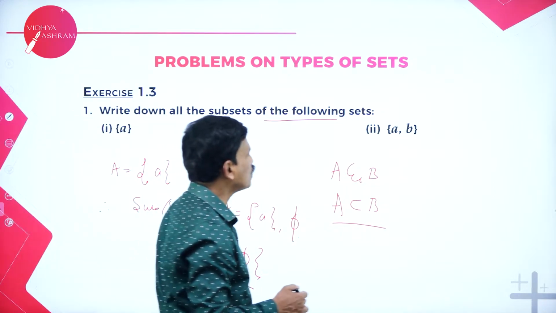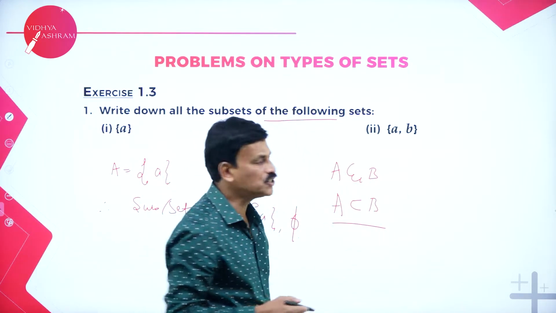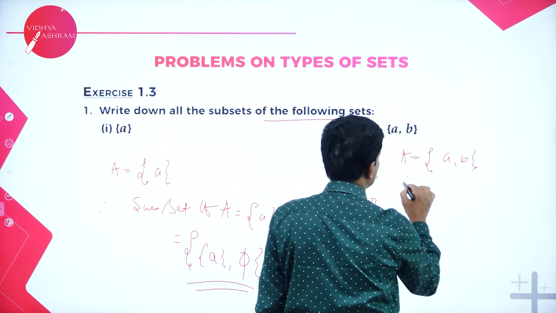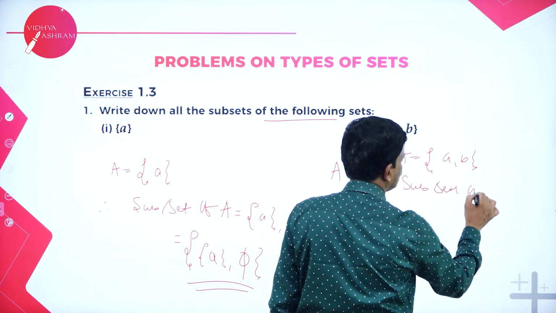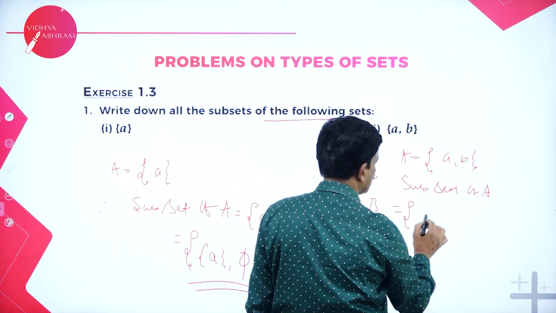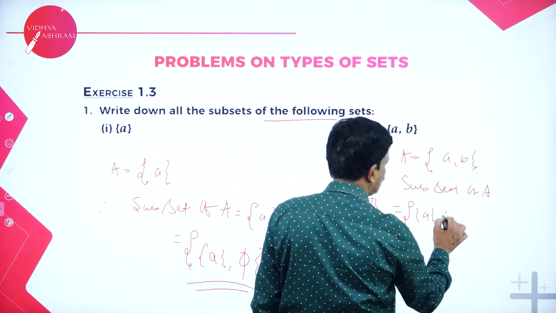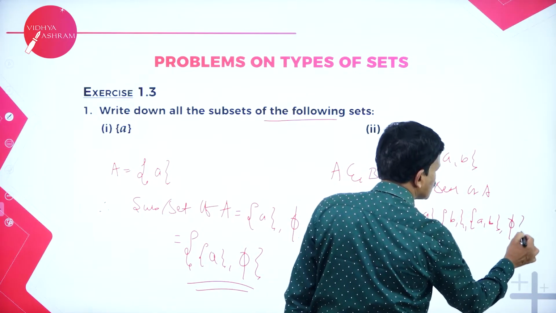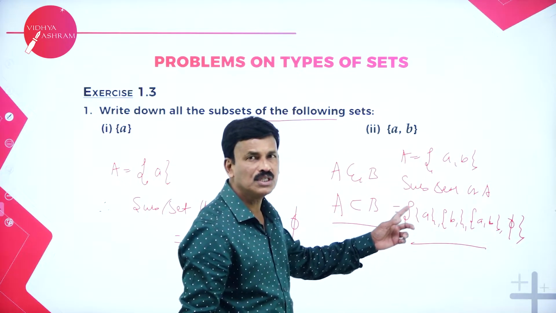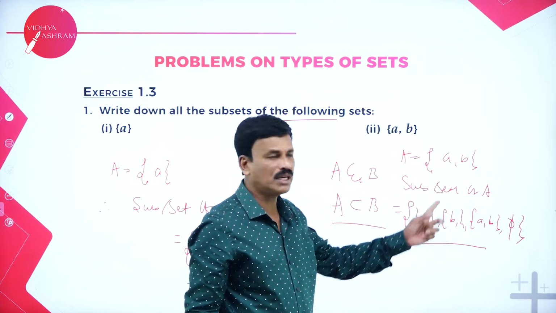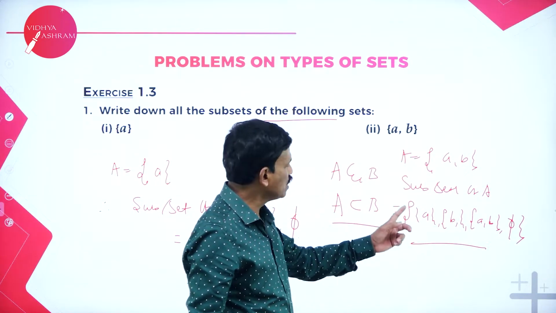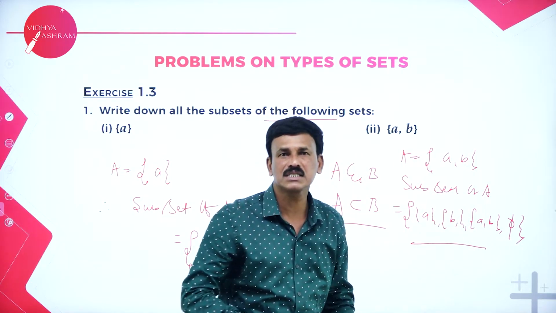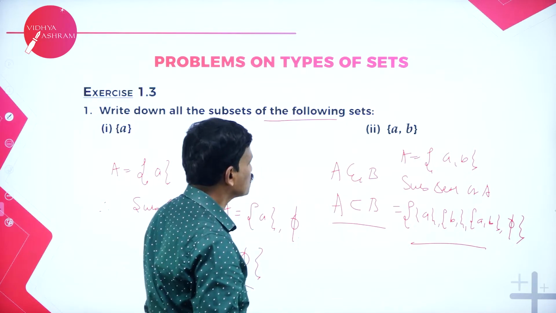Now let us come to the second problem. What is the problem given? So this contains two elements. Let us consider this as A. A is equal to A comma B. The subset of A can be written as, since it contains two elements, first element comma the second element and the two elements, the set itself and the null set. Since this contains two elements, therefore the subsets of A comma B are set A, set B, set AB itself and the null set. So this is called the subset.